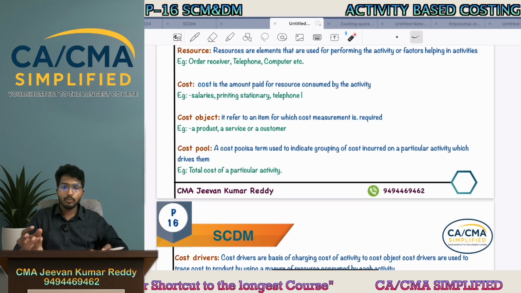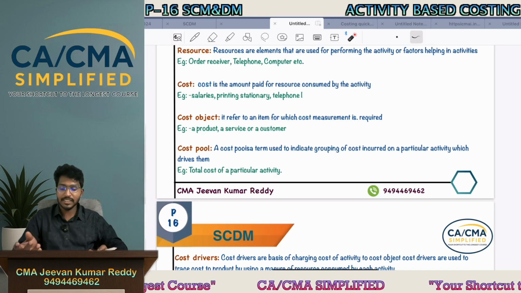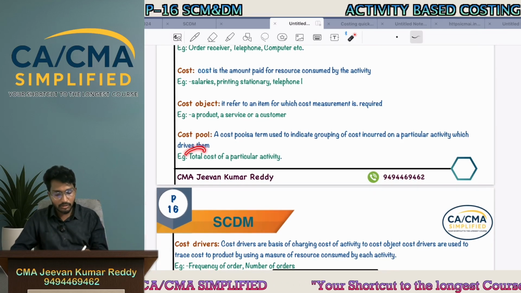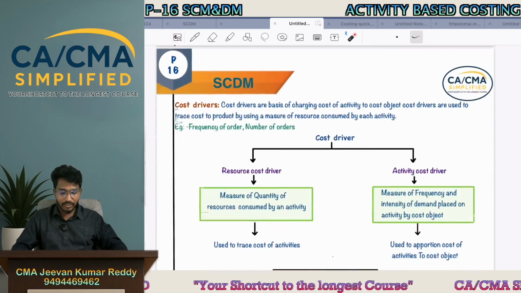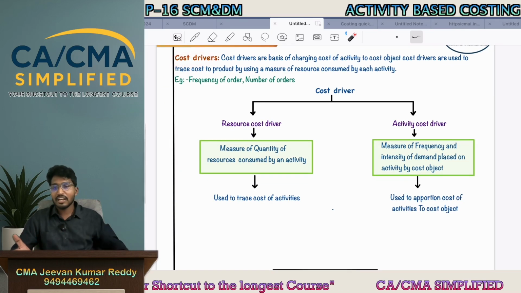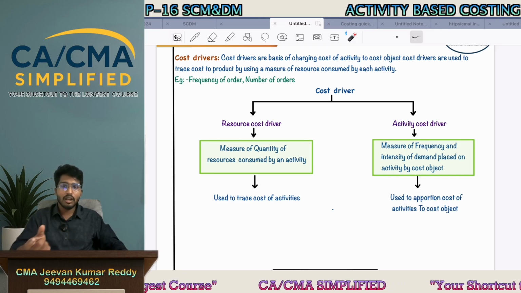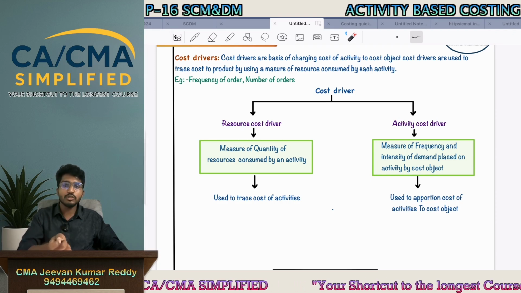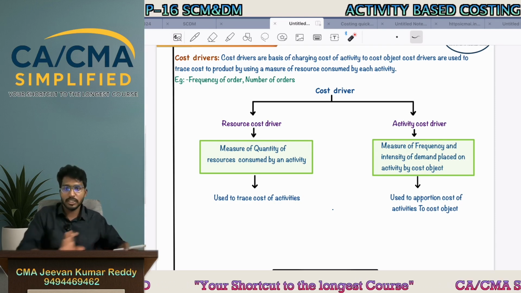So now we are pooling the cost of four items, that is telephone, stationery, salary and other miscellaneous costs. So this cost pool is nothing but the total cost of a particular activity. Next, cost driver. Cost driver is a base which drives the cost of an activity to the cost object based on the actual amount of resources consumed by each product or cost object.